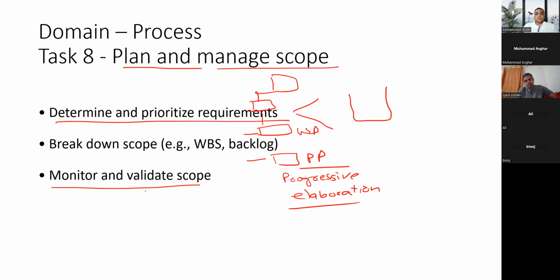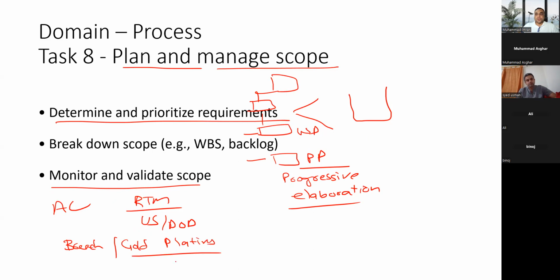And you have to monitor and validate the scope with the help of what? Acceptance criteria, which were defined in the requirement traceability matrix, or defined in the user story as acceptance criteria or definition of done. So you deliver only what is required, not more or less. If it is less, it will be a breach. If it is more, it will be gold plating or scope creep.